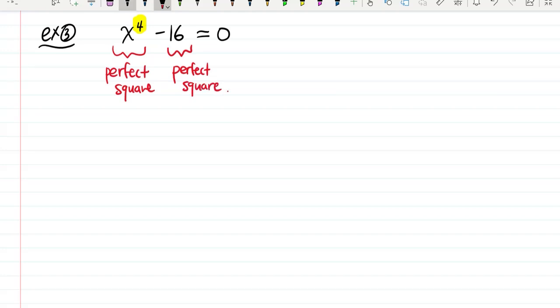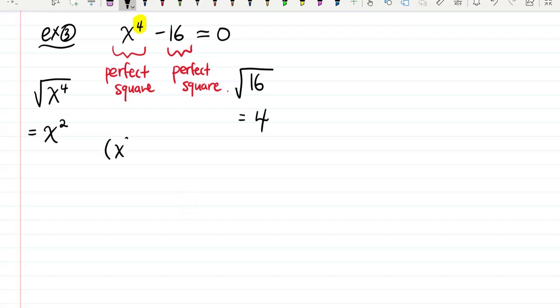Okay, so let's try factoring. So x to the power of 4, if you take the square root, this is going to be x squared. And same thing for 16. If you take the square root of 16, it will be positive 4. So if you factor this original equation, it will be x squared plus 4 and x squared minus 4, and that is equal to 0.